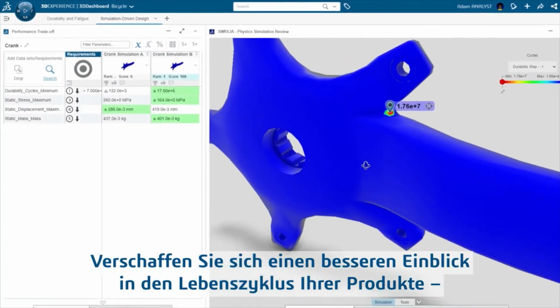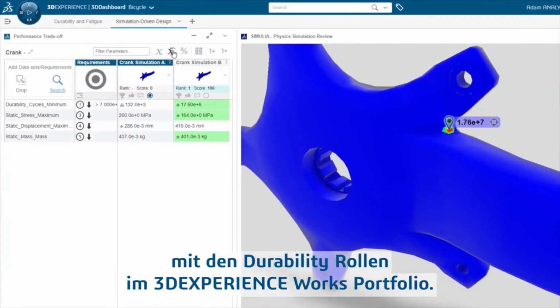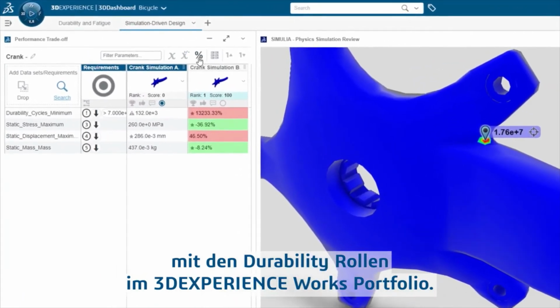Increase the insight into the life of your products with the durability roles in the 3DEXPERIENCE Works portfolio.